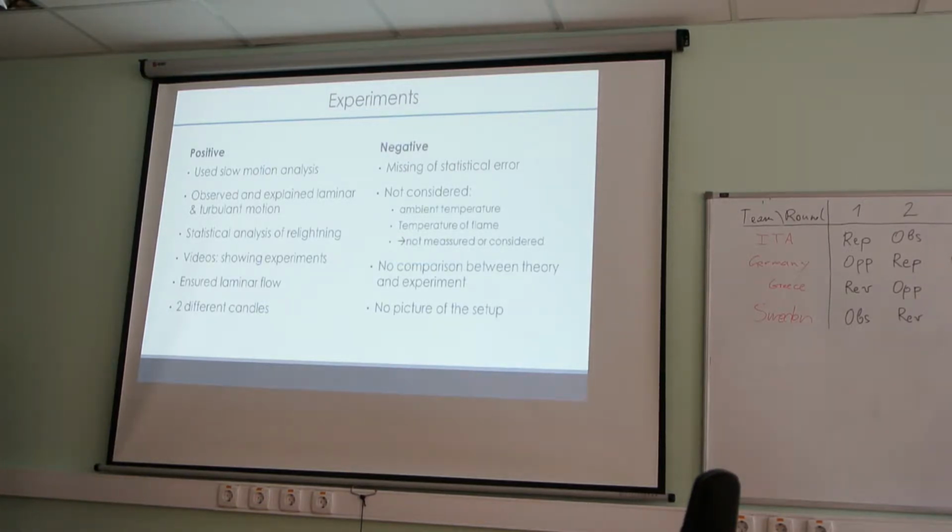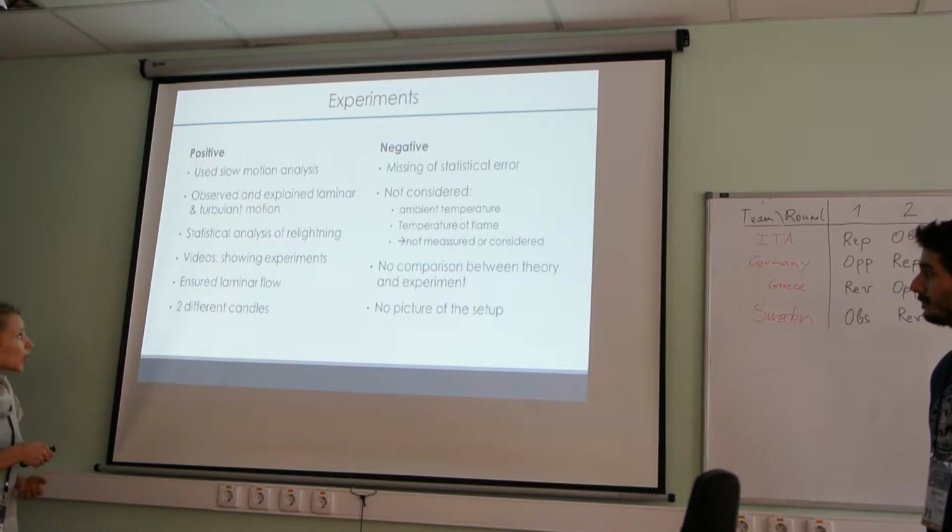Regarding the experiments, we think it was positive that you used really slow motion analysis, so you could go more in detail, you could see more. That you observed and explained laminar and turbulent motion. Also that you had statistical analysis of the relight. You did more experiments, not only one. Now you explained to us what we missed the first time because you didn't tell how many experiments you did, but after asking you could answer this, so that's quite good. And you ensured the laminar flow with your tube. That was a really nice idea.